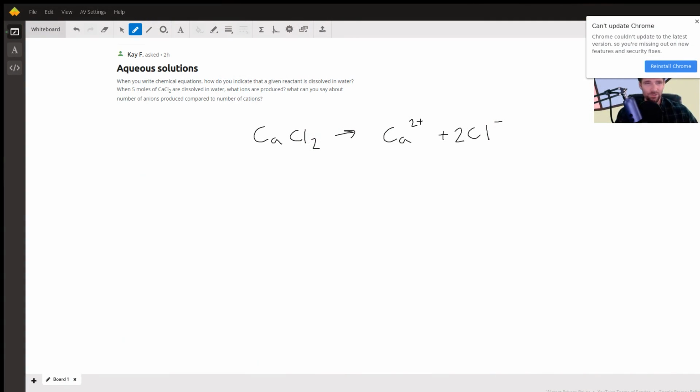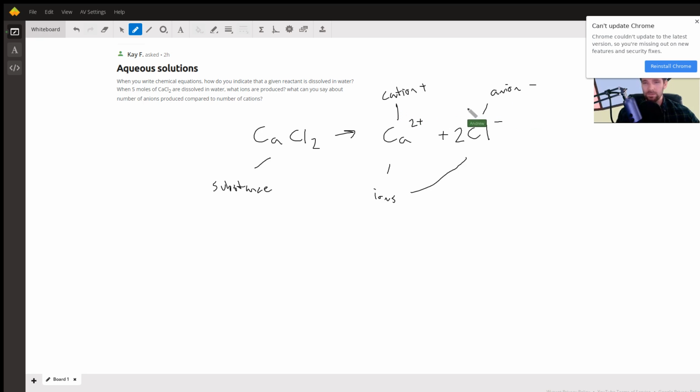Hi, Kay. So if we're looking at how to indicate something is aqueous, we're talking about these ions. If we're talking about this chemical right here, this is some substance, and then it's going to dissolve into these ions. So both of these things are ions. This is what we would call the cation because it's got the positive charge. And this is what we would call the anion, and that's because it's got the negative charge.